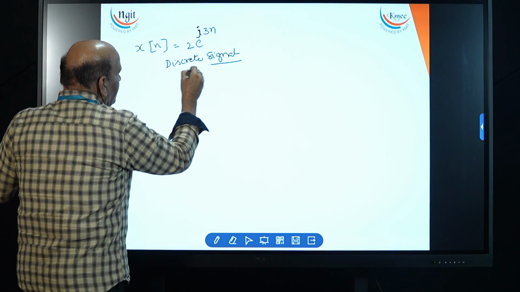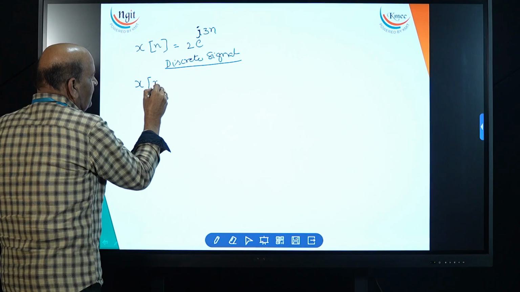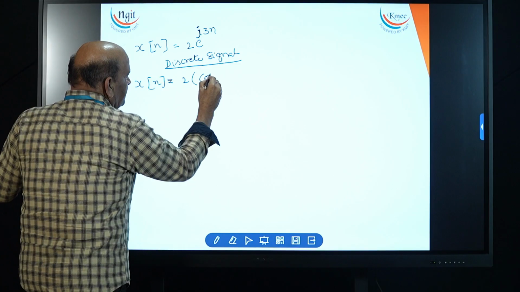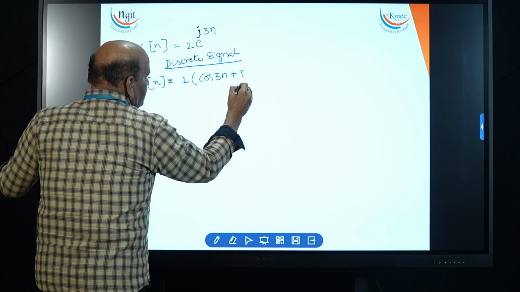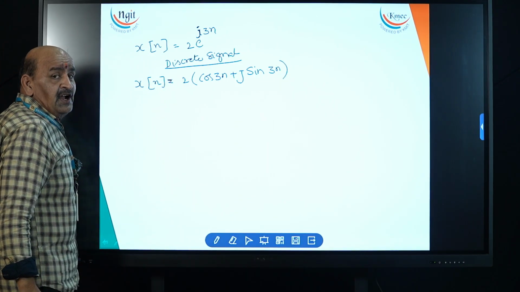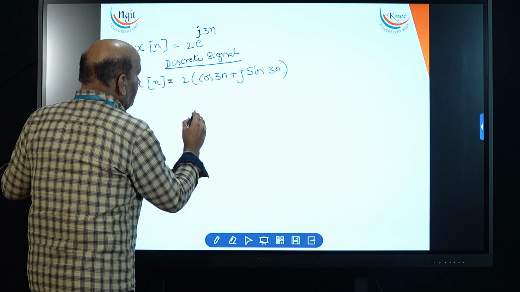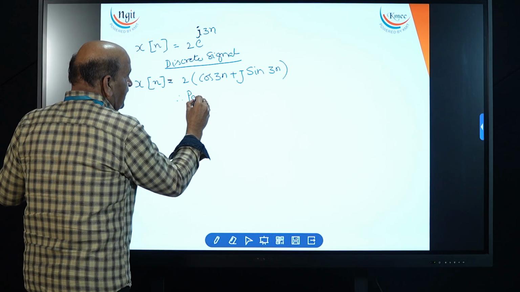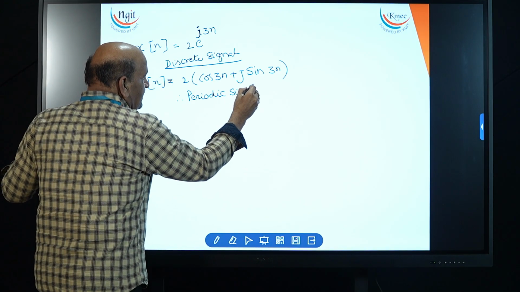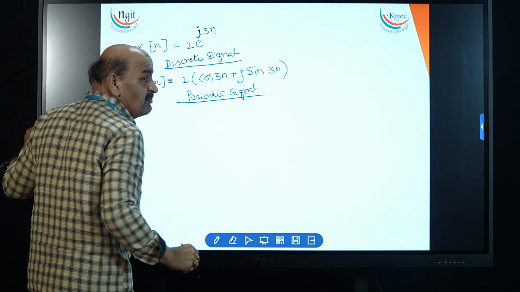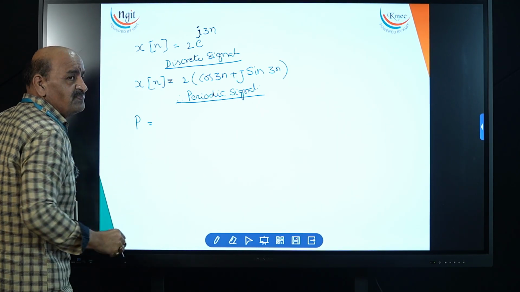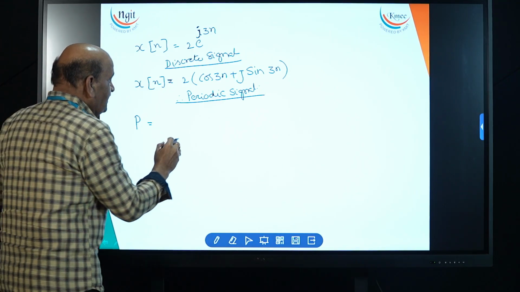Now expand. X of n contains an imaginary part, so its value is 2 times e power j theta, that means cos 3n plus j sin 3n. Therefore, this signal contains trigonometric terms, therefore it is a periodic signal. That means we have to calculate for what? Only power, not energy. Therefore, here we are calculating for power.